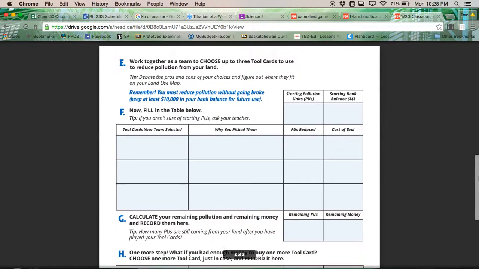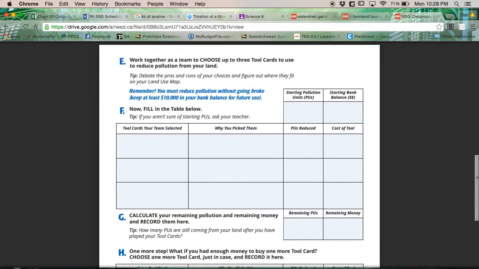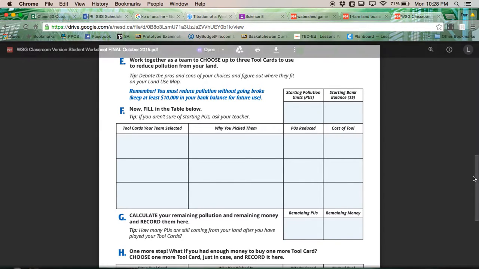So you'll look at probably cost, and you'll look at the pollution units that it would decrease by. Then you go to your student handout and fill in the table. Which tool card did you use and why did you pick them? I know it's a small box, but do the best you can to provide enough information so that it doesn't make me assume. If you would like, you can complete this part of the assignment on a piece of loose leaf, just to give you more room for a detailed explanation of why you used them.